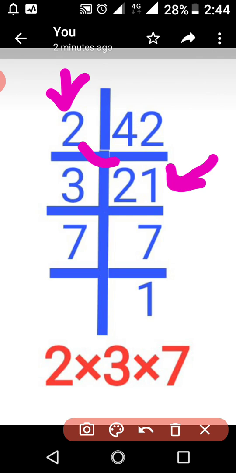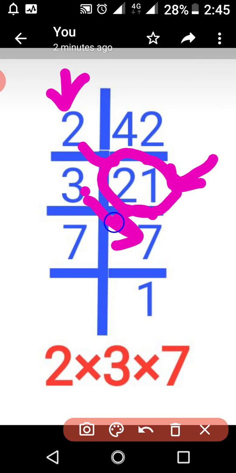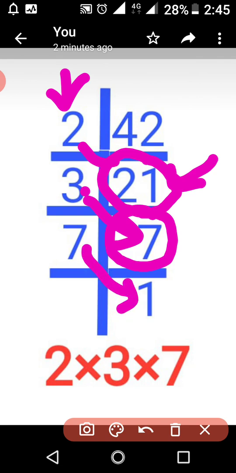Next 21, we have the number 21. We are going to check for prime factors. Here 21 is not divisible by 2. That's why we are going to divide by 3. 3 sevens are 21. So write here 3 and here 7. And we have now number 7. 7 is a prime number, so it is divisible by 1 and itself. So 7 ones are 7.